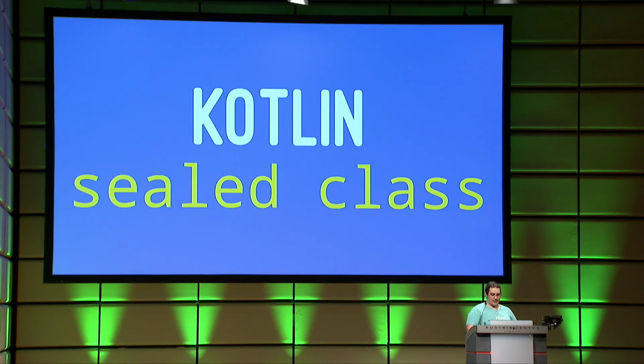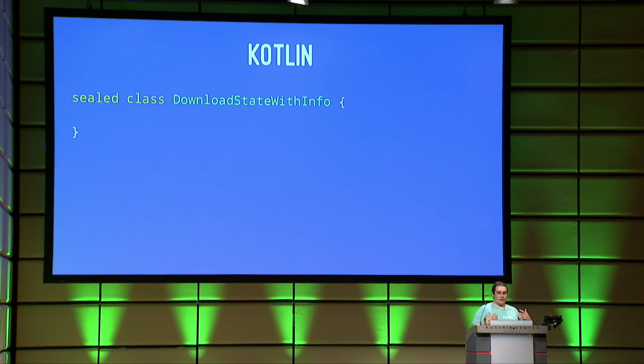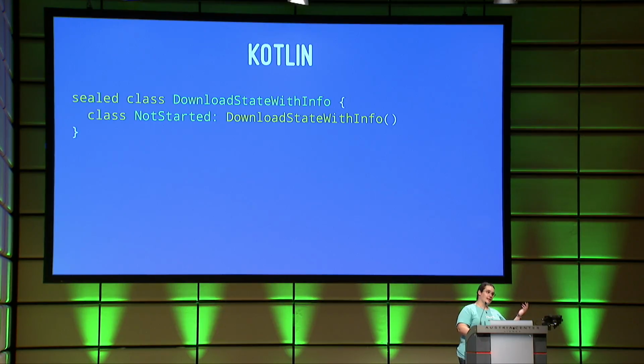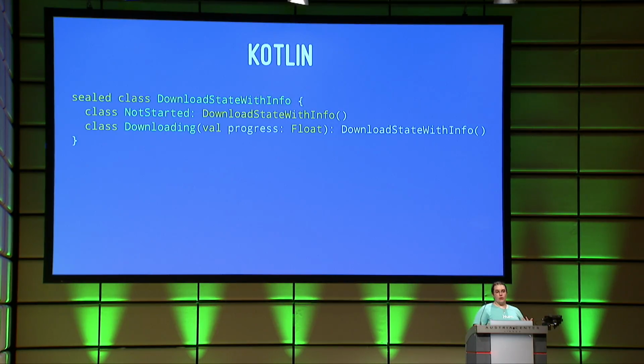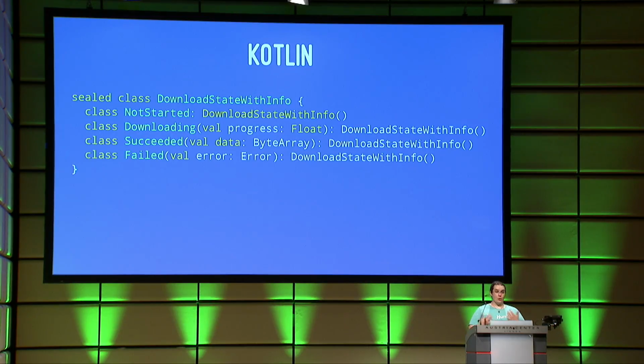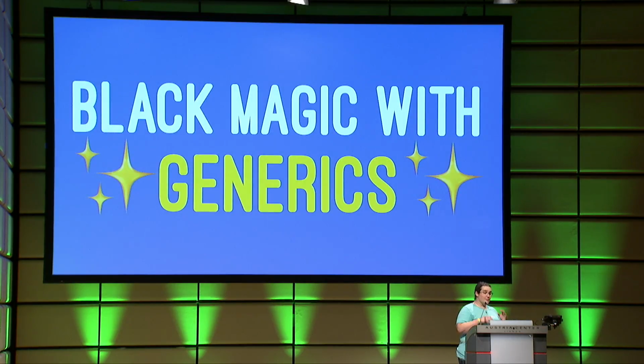It's called a sealed class. What this is doing is saying that only the subclasses that I declare here can exist as subclasses of DownloadStateWithInfo, so that later if I want to switch on DownloadStateWithInfo, I at least know that I'm getting one of these things. So I can say, okay, a download hadn't started. A download is downloading with an amount of progress. It succeeded, or it failed. And you can do some neato black magic with generics in order to make this work.